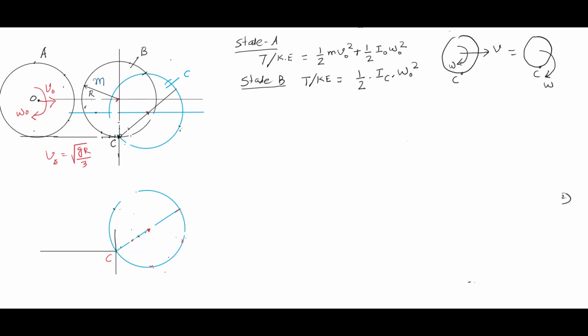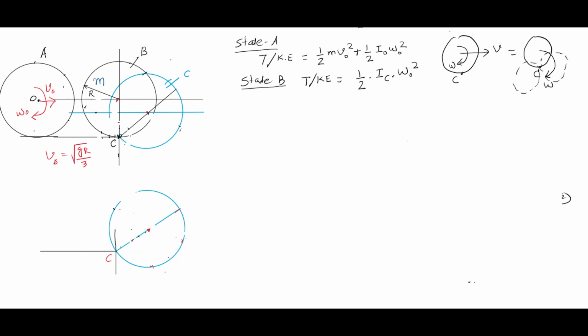See, this body is rotating about the point of contact with angular speed omega. This omega is the same as this omega, meaning the body is rotating like this about the point C. So that's why the kinetic energy is equal to the rotational kinetic energy. Only the rotation takes place about point C with angular speed omega naught.